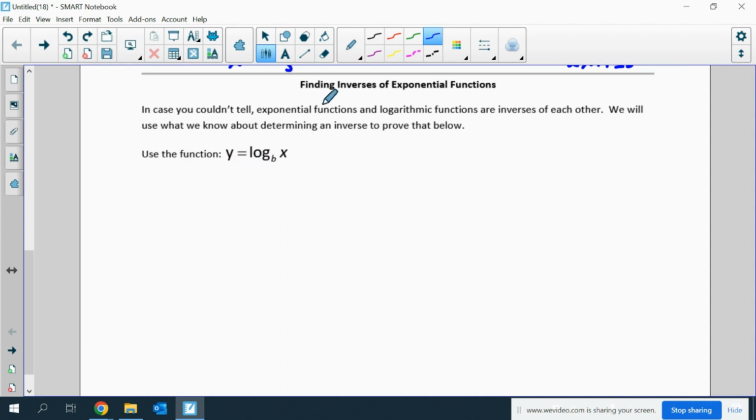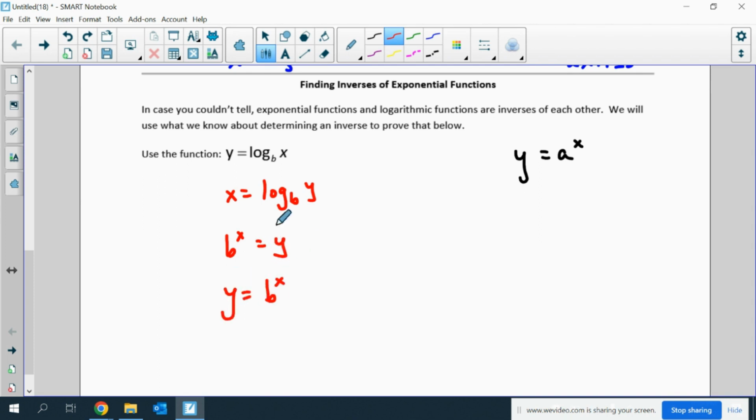In terms of finding inverses, we'll actually do this both ways. So if I have a function log base b of x equals y, in order to find an inverse, I'm going to flip the x and y and solve. So in order to get rid of log base b, I'm going to take b to the power of both sides and rewrite it in exponential form. So b to the x would equal y. So the inverse function over here would be y equals b to the x. So notice that inverse function of a log is an exponential.